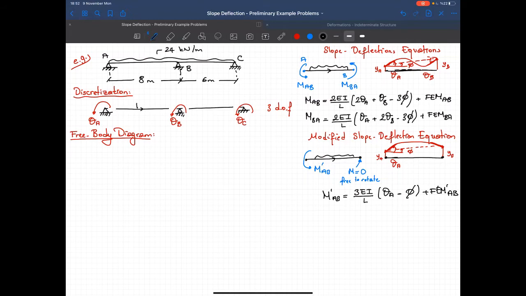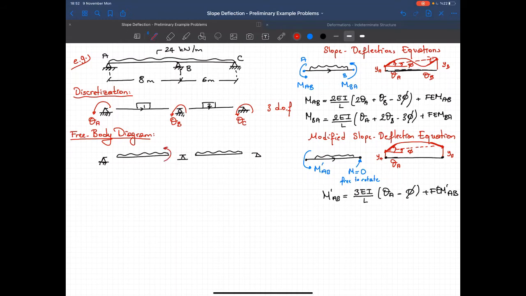But before that, this is my first member, this is my second member. Now the free body diagram. A uniformly distributed load here, a uniformly distributed load here. Let's show the end moments. I'm just showing every one of them in counterclockwise direction.